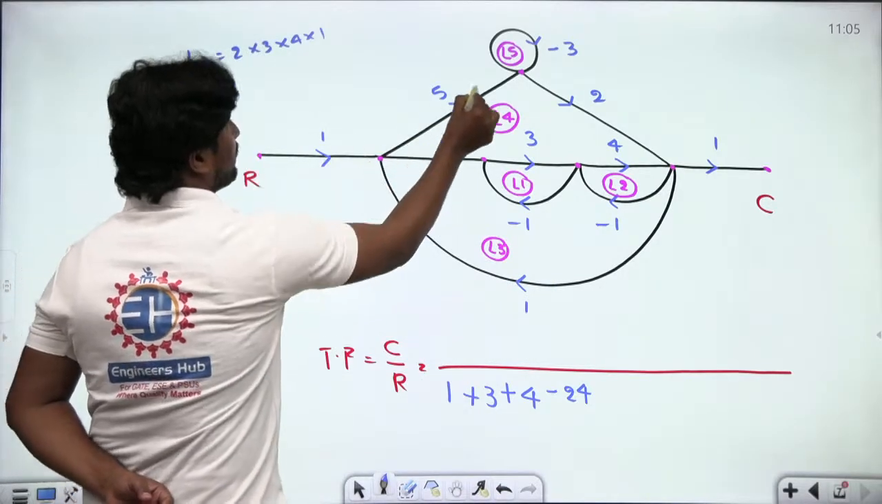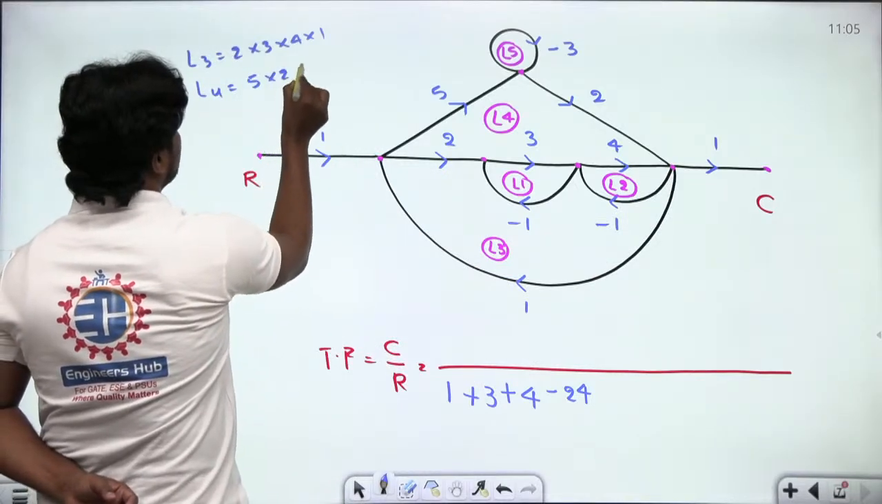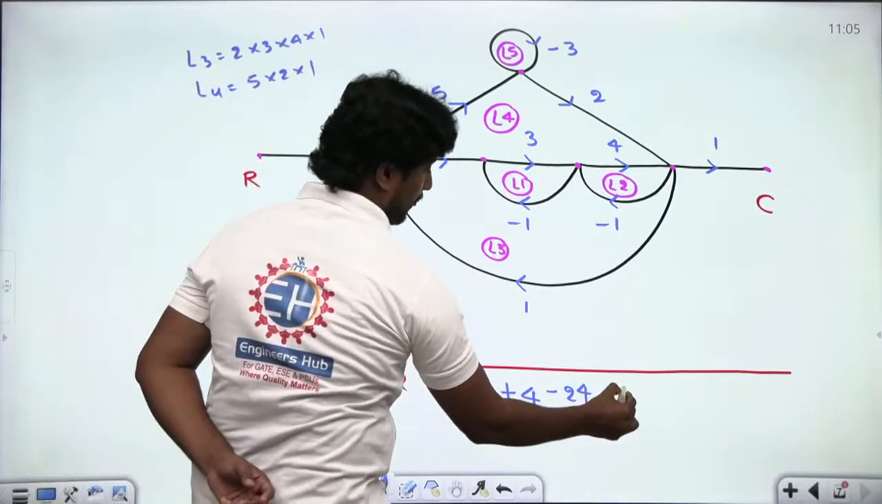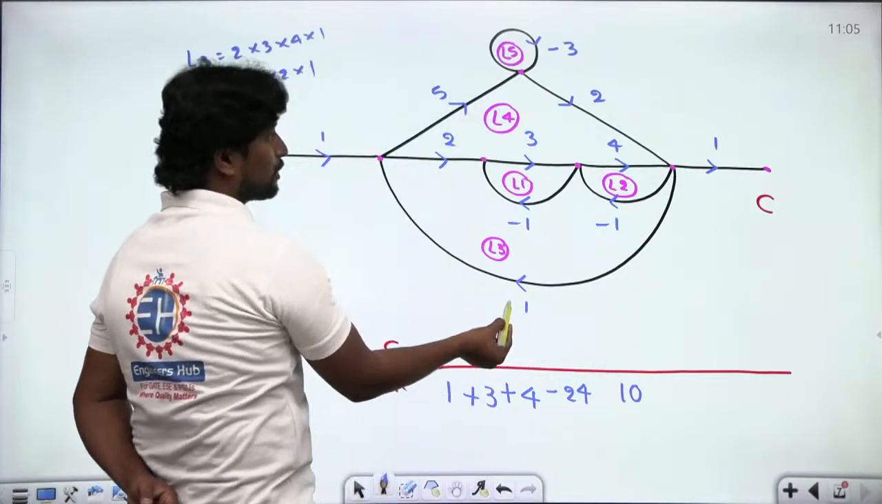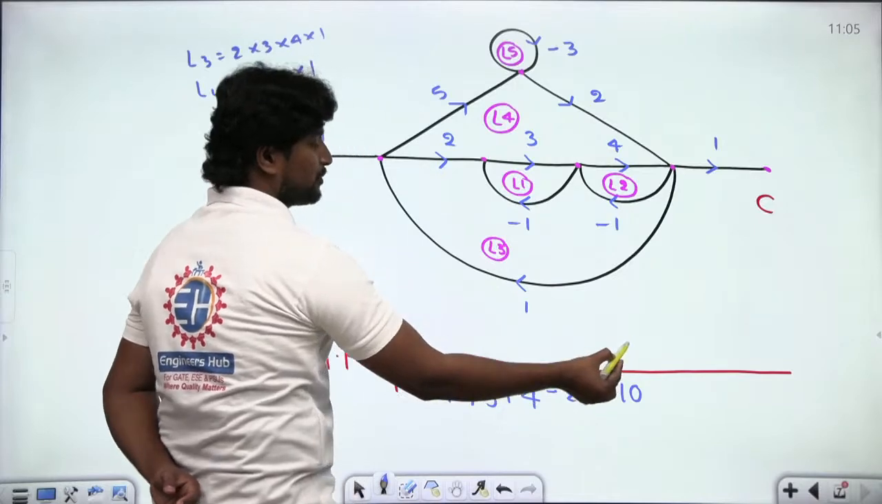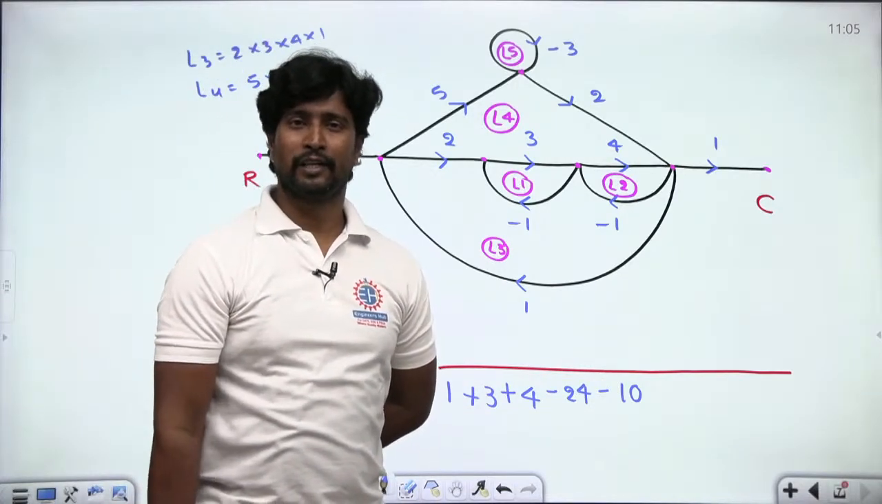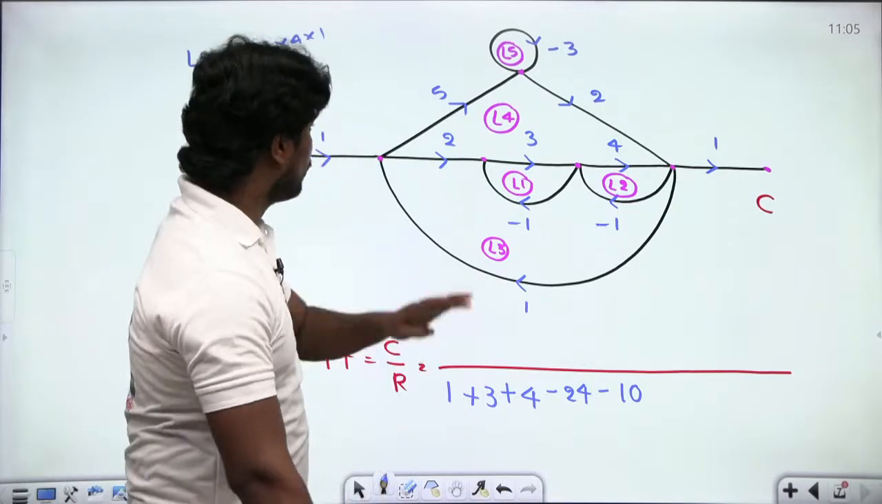What is loop 4? So 5 into 2 into 1. Right? 10. And which type of feedback does it contain? Positive feedback. Positive feedback means what? Minus. Got the clarity or not? Next, four loops are done.